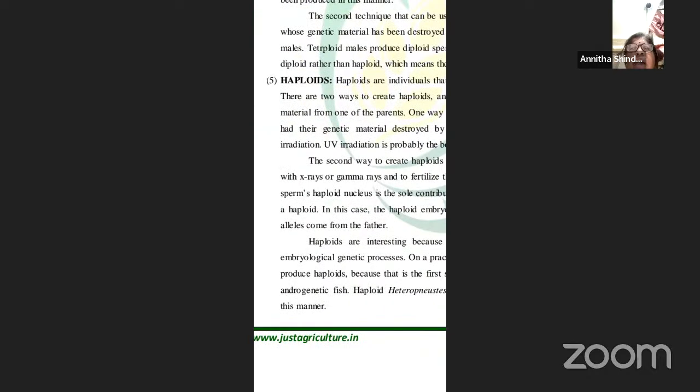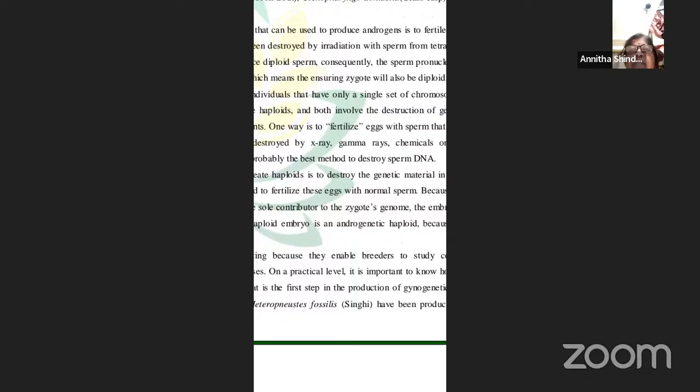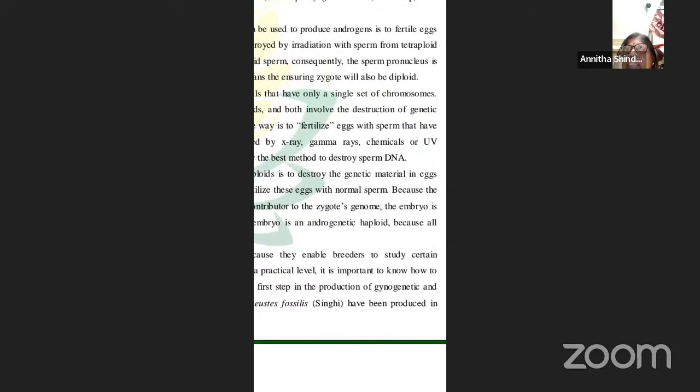One way is to fertilize the eggs with the sperm. So take normal eggs, and take sperm which have been damaged by exposing them to X-rays or gamma rays or chemicals. Are you understanding? Since one of the parents is damaged or totally destroyed, you will have a single parent's chromosomes. So that is why it results in only 1 set of chromosomes. That is nothing but haploid.